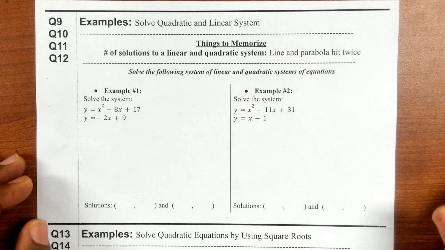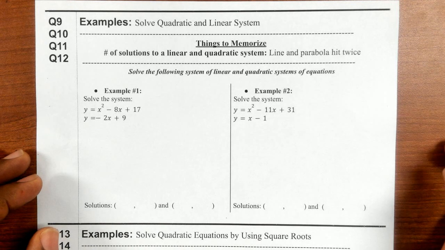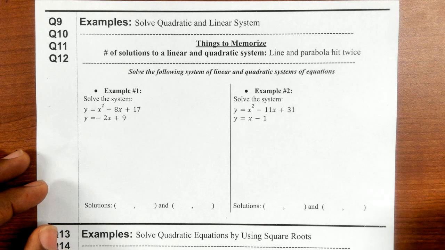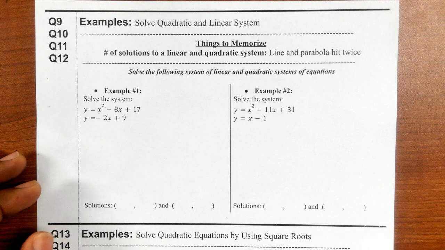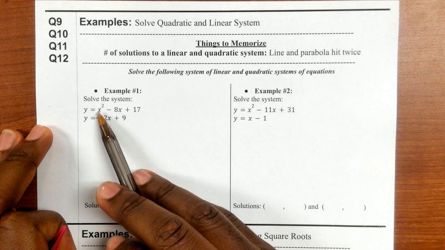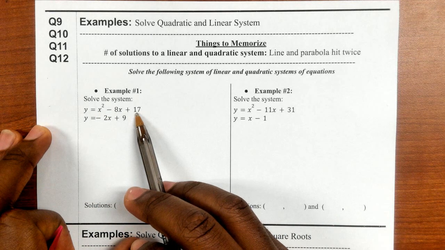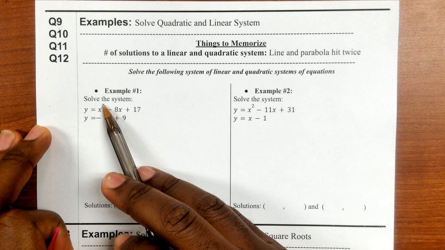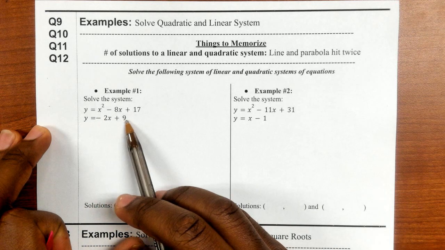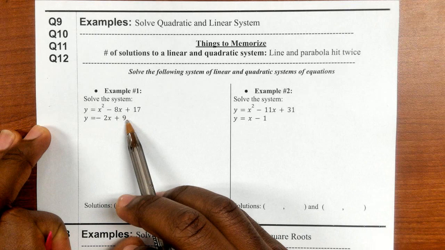Question number 9 through 12. So question number 9 through 12 wants us to solve a quadratic and a linear system. Alright? So when we're saying that we have a quadratic and a linear system, that means that one of your equations is going to have an x squared, it's going to be a quadratic. One of them is going to be a linear, so it looks like y equal mx plus b.